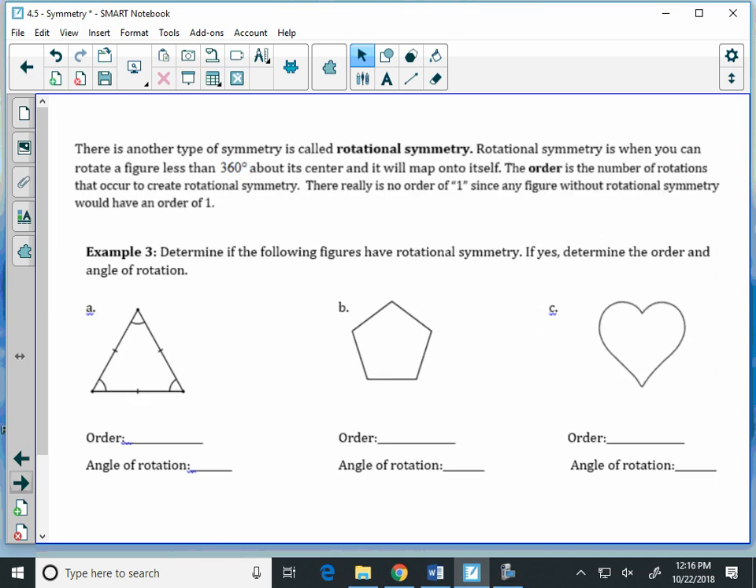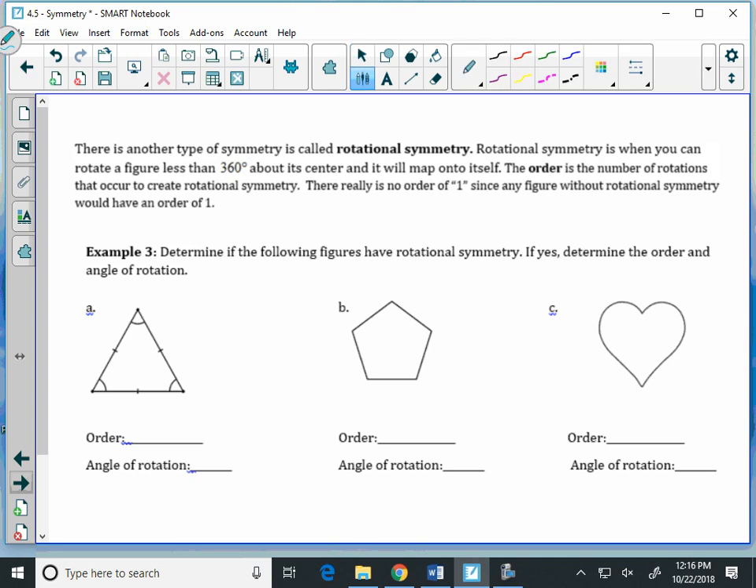At the bottom, there's another type of symmetry that you maybe have not heard of before. That's called rotational symmetry. Rotational symmetry is when you can rotate a figure less than 360 degrees about its center, and it will map up onto itself. Okay? The order is the number of rotations that occur to create rotational symmetry. There's really no order of one, since any figure without rotational symmetry has an order of one.